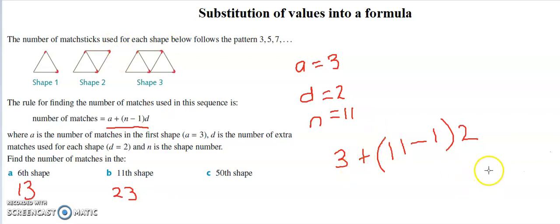Same thing, the only thing I need to change is my N. My N this time is going to be 50. So I'll take out the 11 where N was, and I'll put 50 there. So now it just becomes a simple question of order of operations. 50 take away 1 is 49. 2 lots of 49 is 98. And 98 plus 3 is 101.